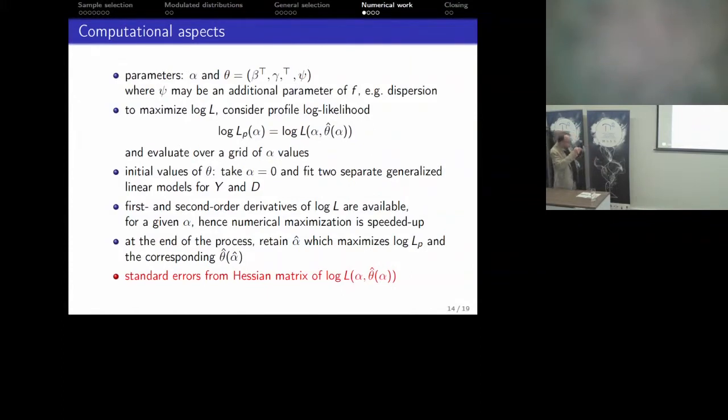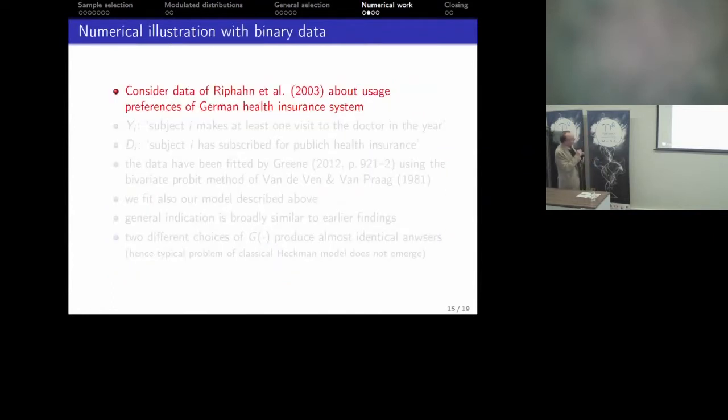Now, I don't want to enter into much numerical detail, but at least one illustration is important. We have taken a data set commonly associated with a certain publication, which has already been used in this literature, specifically by people who made a proposal for binary response. This refers to the preferences of German people about access to health care. So the response is whether the person makes at least one visit to the doctor every year.